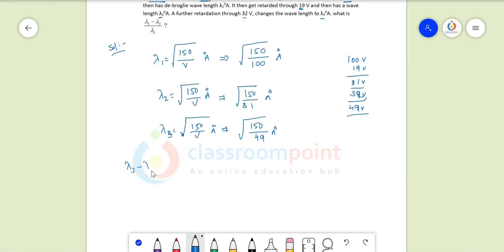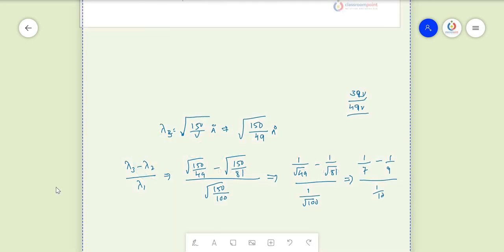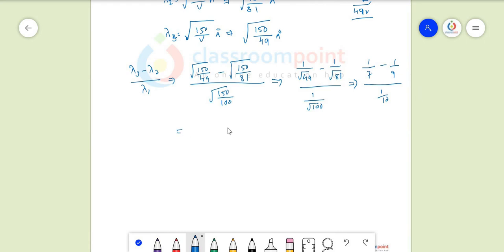So, (lambda 3 minus lambda 2) divided by lambda 1 is equal to lambda 3 value, root 150 by 49, minus lambda 2 value, root 150 by 81, divided by lambda 1 value, root 150 by 100. So, root 150 automatically gets cancelled. So, we get here 1 upon root 49 minus 1 upon root 81, divided by 1 upon root 100. And these values can easily be obtained. 1 upon root 49 means 1 upon 7, minus 1 upon 9, divided by 1 upon 10. Now, by solving this, we get the value approximately equal to 20 by 63. So, (lambda 3 minus lambda 2) divided by lambda 1 is equal to this value.